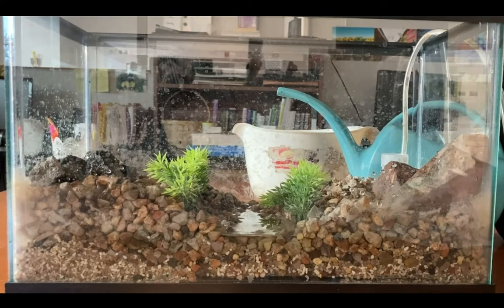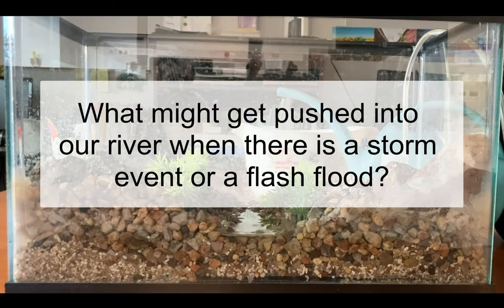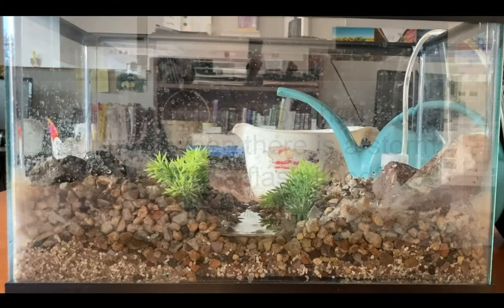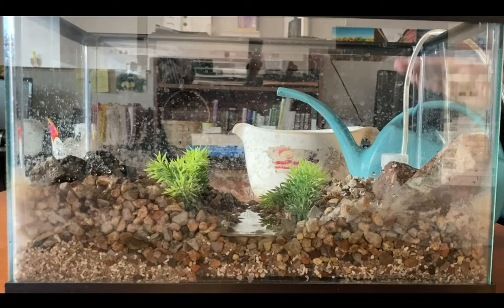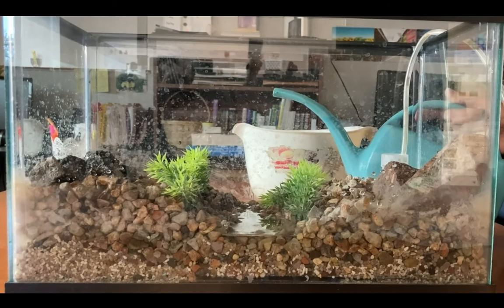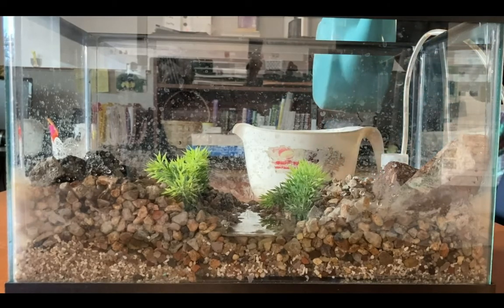So now we're going to go back to our question that we had talked about earlier, which is what might get pushed into our river when there is a storm event or a flash flood. I have some other water here, and this water actually has some blue food coloring in it, so we can see how it moves through the groundwater. If we only get a rain event in the mountains, we can see how it affects our river. So I'm going to pour some in and we'll see what happens.